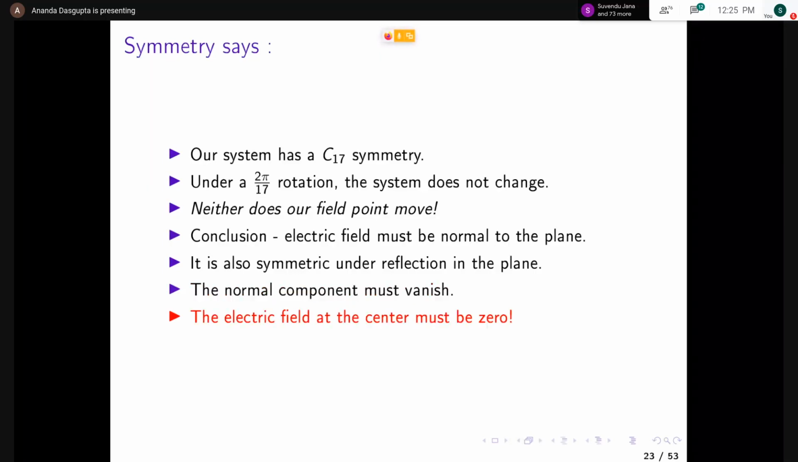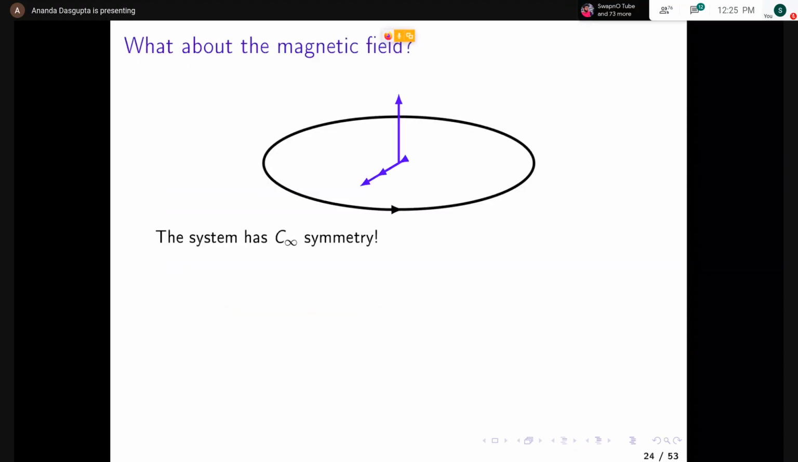So this is fine, and it was pretty straightforward. Now let's see, can we talk about a ring carrying current and talk about the magnetic field at the center?